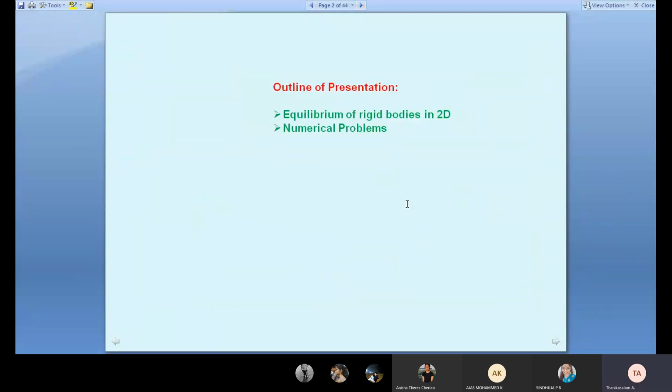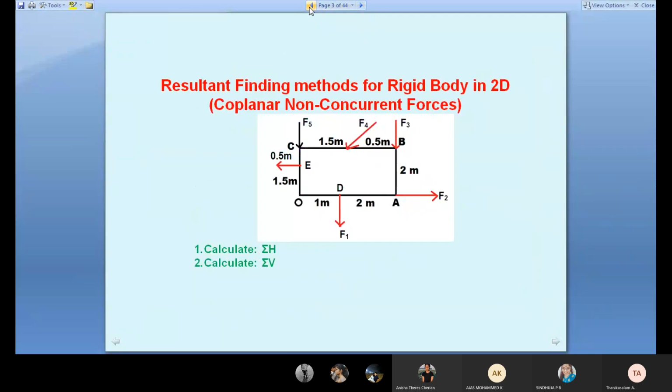Today, our presentation outline: equilibrium of rigid bodies in 2 dimensions and numerical problems. This is the rigid body, rectangular. It is acted on by many forces. Okay, that is coplanar non-concurrent forces. Whenever you say rigid body, the body is acted on by non-concurrent forces, different forces acting at different places.